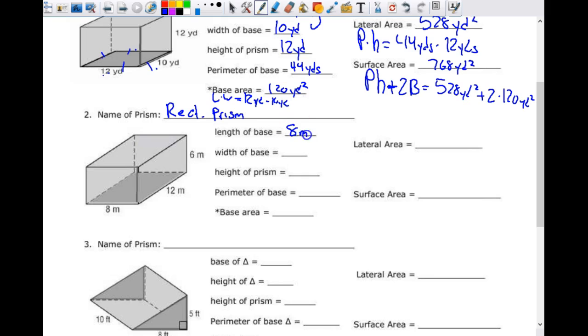This is 8 meters. This is 12 meters. It doesn't really matter. You can switch those two around. The height is 6 meters. The perimeter is going to be 8 plus 12, 20 times 2, which is 40 meters. You can switch these two around. It doesn't matter. You can actually do these two as well. It just changes the perimeter and stuff.